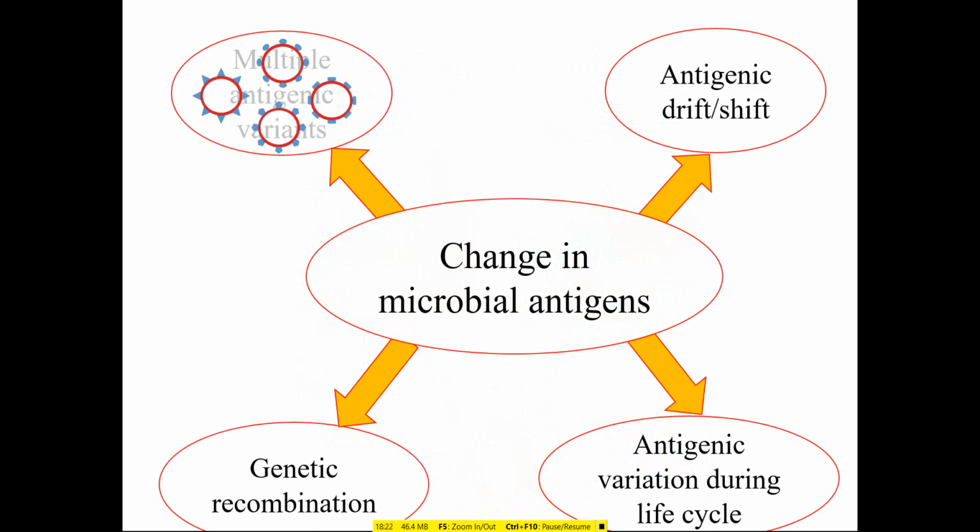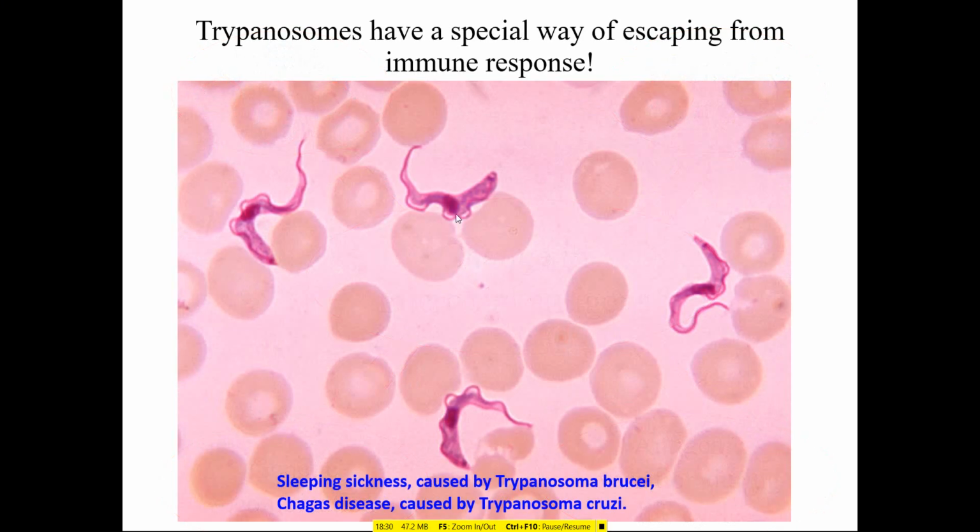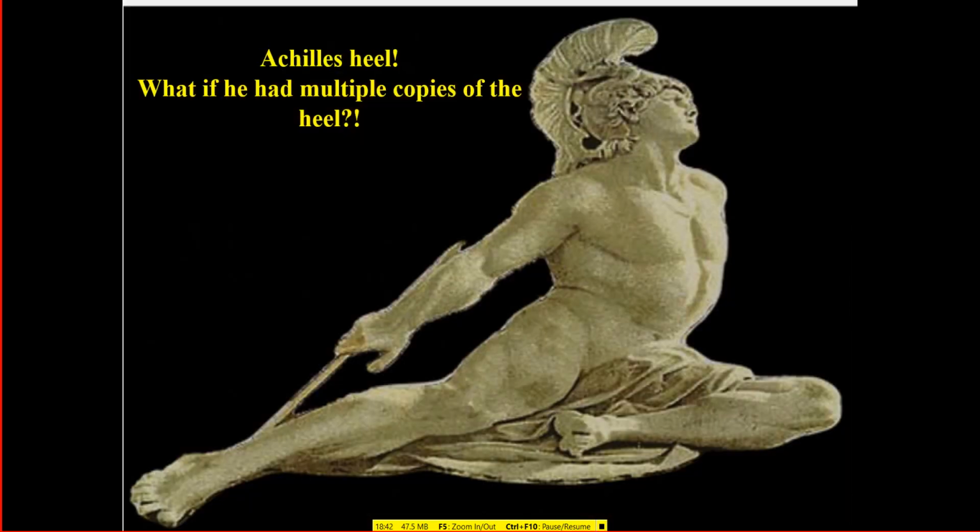Another group of pathogens use genetic recombination. It's different from point mutations. So the genetic recombination happens in trypanosomes. These are pathogens which can cause sleep sickness, for instance, trypanosomiasis, different diseases, and another disease named Chagas disease.